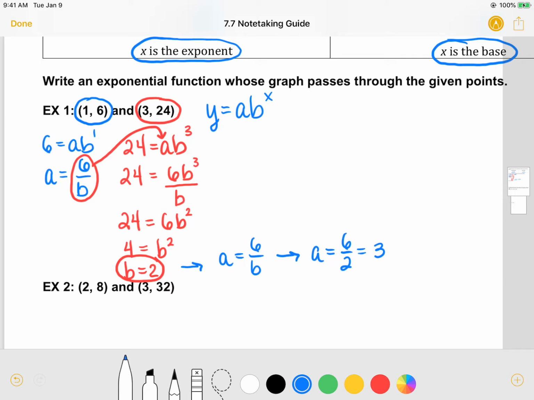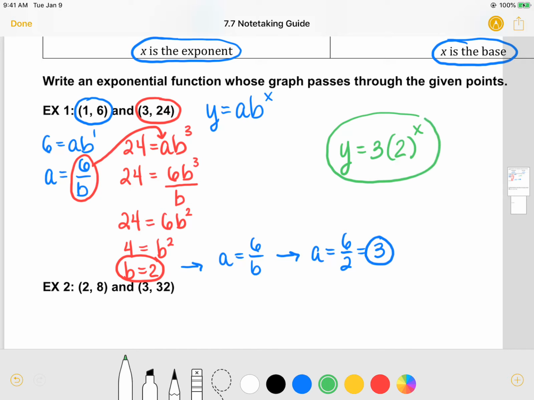So our final answer is going to be y is equal to 3 times 2 raised to the x power. Okay? Now we do not want to multiply 3 and 2 there. That is not equal to 6 raised to the x power because exponents come before multiplication in the order of operations. Okay? All right, so let's go ahead and try that whole process again.